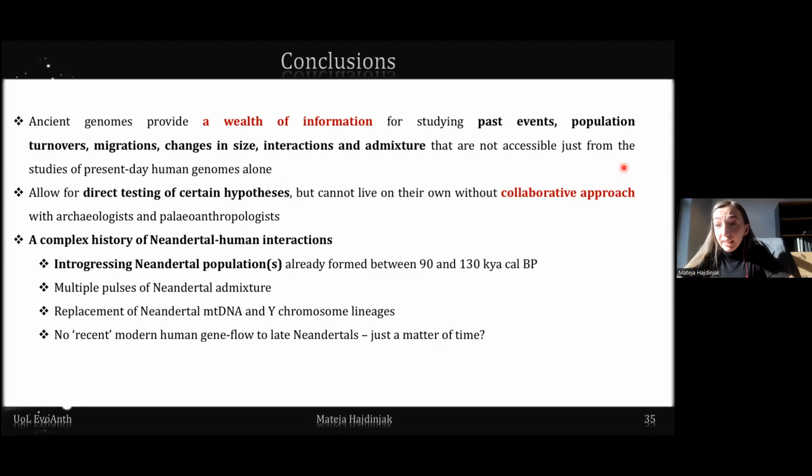However, in the later times, when we have the migration of modern humans out of Africa, and the overlap of modern humans and Neanderthals in Europe for several thousands of years, for the Neanderthals we have looked at so far, we cannot find any evidence of a recent modern human gene flow into them. So it's either a bias in our sampling, or it's just a matter of time until we find a Neanderthal with a more recent human gene flow.